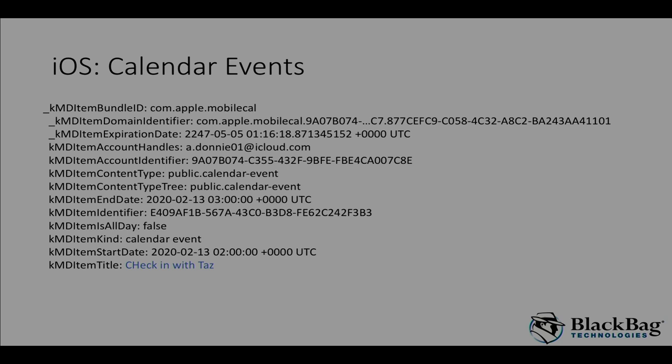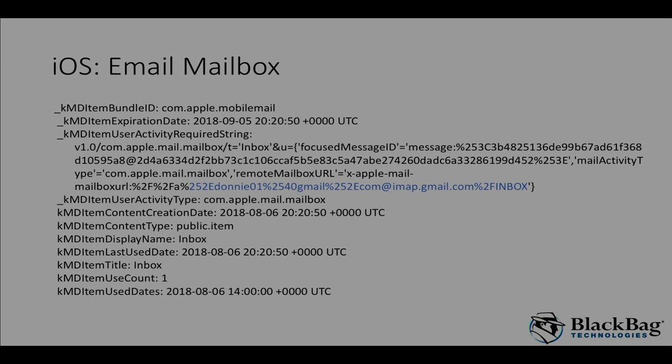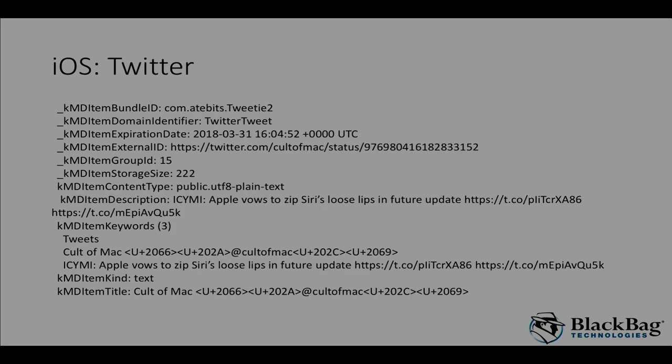Calendar events, same thing: the title of the calendar event, when the calendar event was for, the expiration date, account identifiers. I don't know what they are, bundle IDs are everywhere, so we should talk after this. Contact information is also in there, so I feel like I'm beating a dead horse here, but lots of stuff. Email, I didn't find any particularly interesting email stuff, except that this looks like it points to a Gmail account, and it may just be that mail wasn't used a whole lot on this test phone. So I expect there to be way more email stuff.